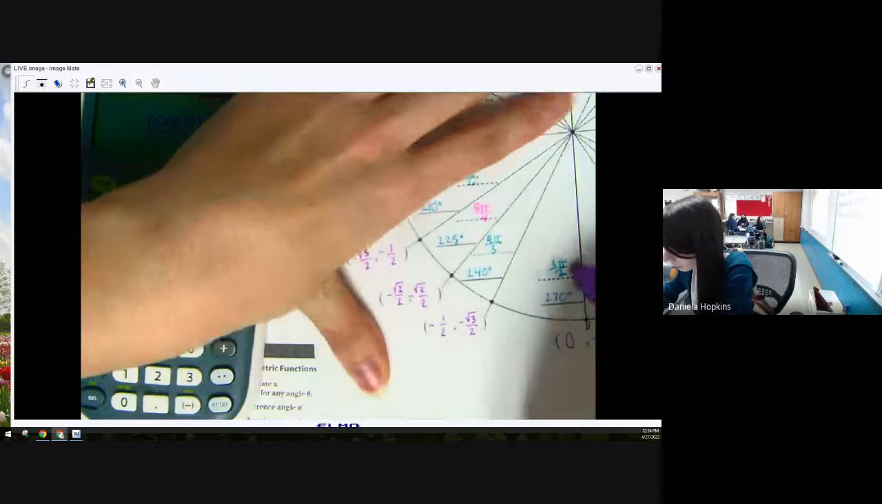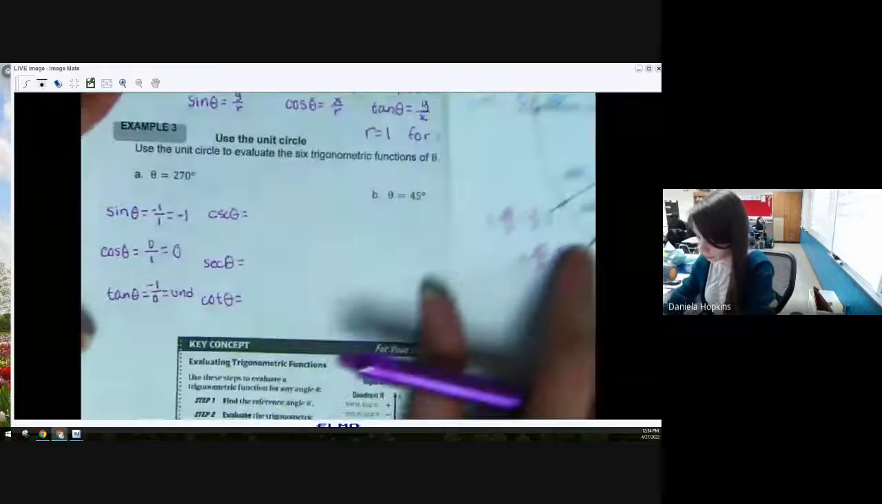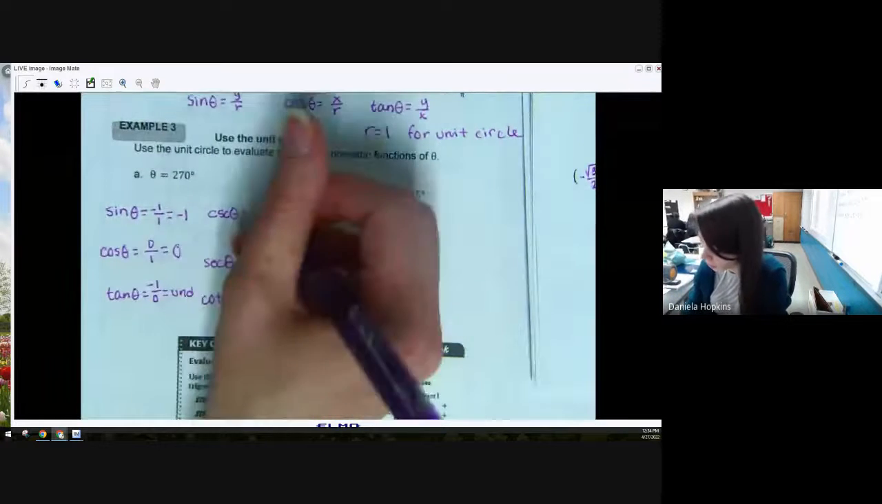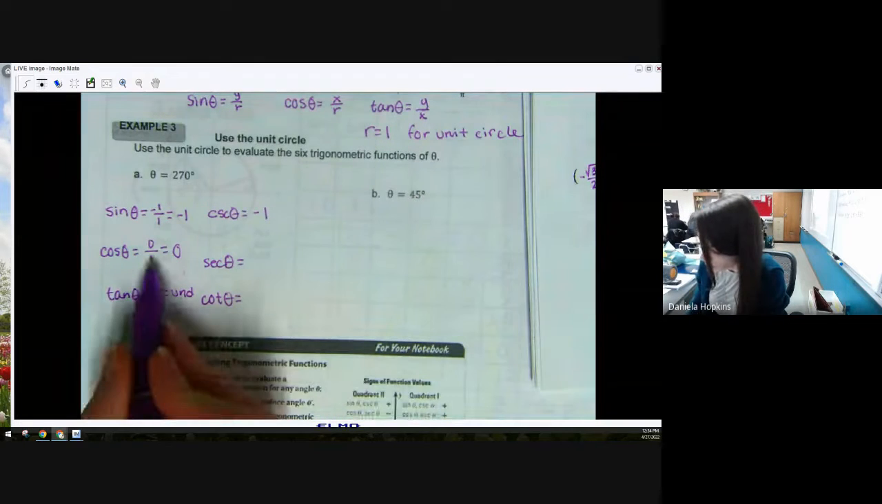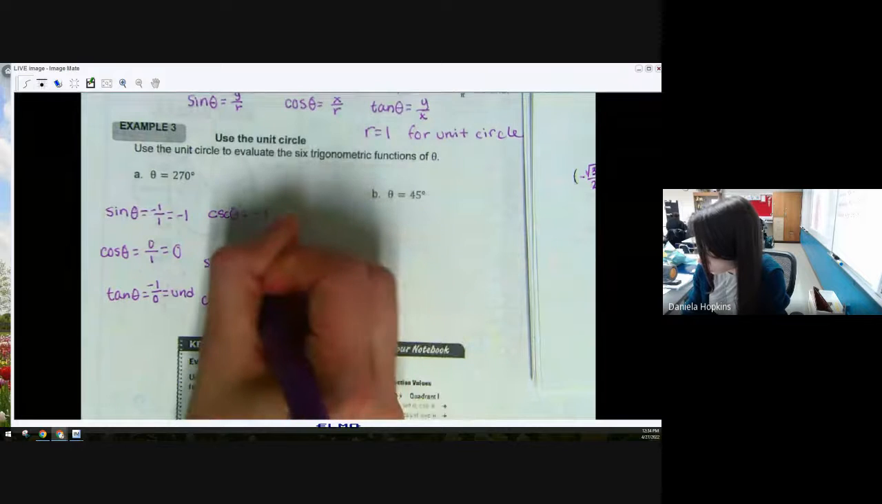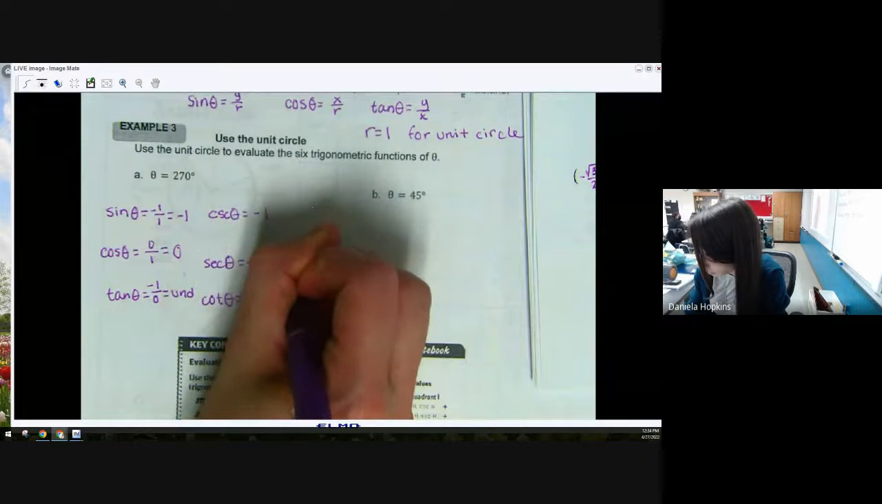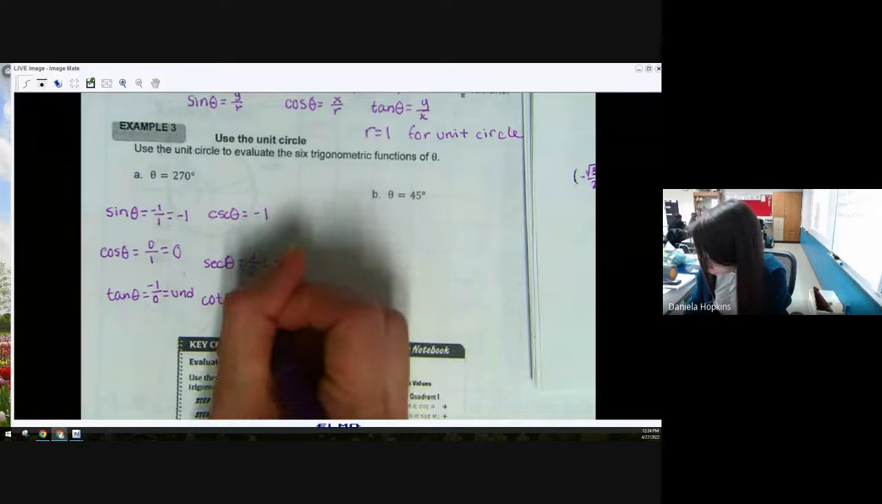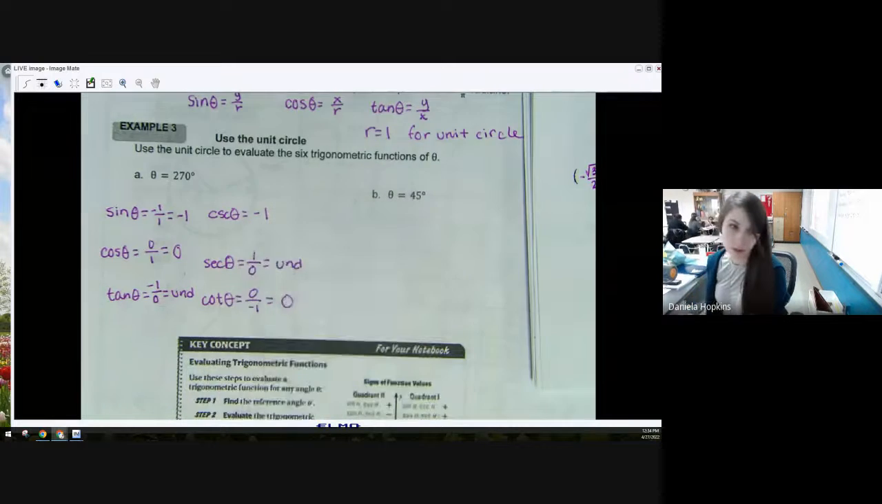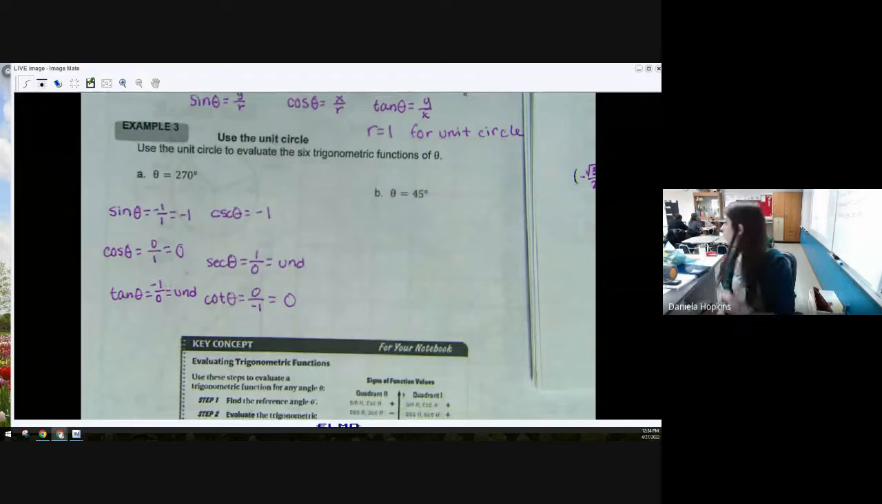All right, so let me see here. Cosecant, you just switch things. It'd be 1 over -1, but that's still -1. Notice now when I do my cosine, when I switch it for secant, suddenly it's undefined. And cotangent will become 0 divided by -1, which is defined. 0. I will record these, so if you miss them, you'll get them.